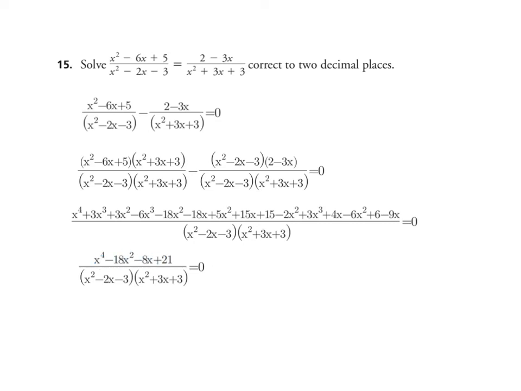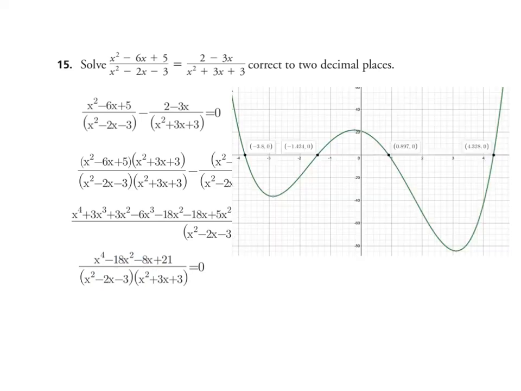So actually I went and I graphed this on Desmos, and I'll show you what I got. So as we can see, all these zeros are at like kind of weird spots. Negative 3.8, negative 1.424, 0.897, and 4.328. So there's no way I would have guessed those guys.